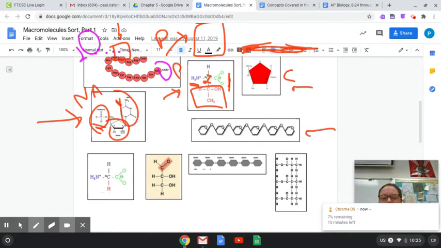A chain of rings with some oxygen. That's a pretty stylized image of some carbohydrate. This is a stylized image of a carb.